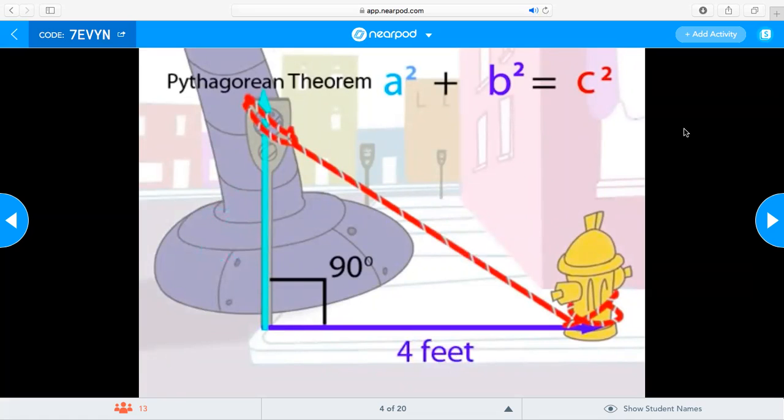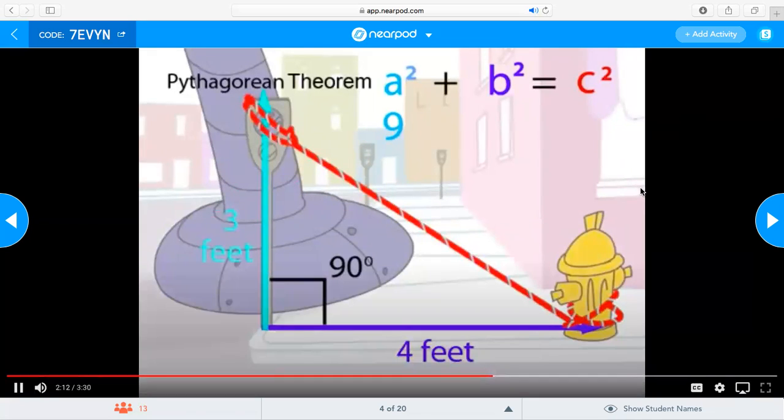If our meter is 3 feet tall, we square the 3, which is 3 times 3, and that equals 9. Let's work on the 4.